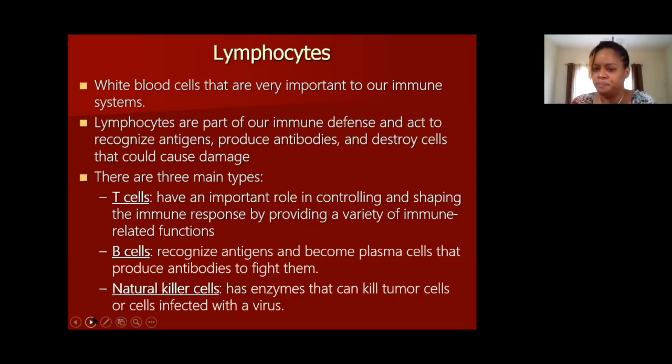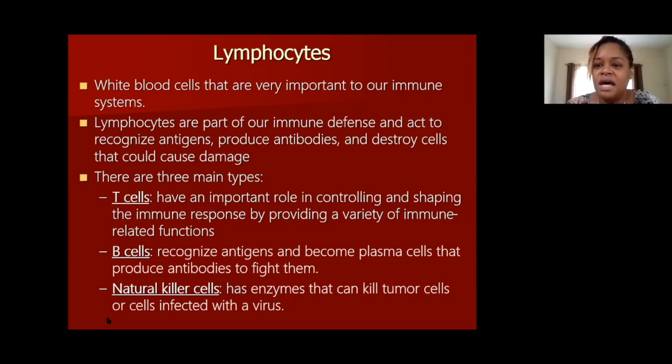Now the B cells recognize the antigen and become plasma cells that produce antibodies. So our B cells are those ones that produce antibodies to ward off any further infection or any reintroduction of an infection. The T cells also help in a variety of immune responses in fighting off viral infections, cancers, and the like. And then we have our natural killer cells. They go to war to kill tumor cells, cancerous cells, or any type of cell that has been infected by a virus.